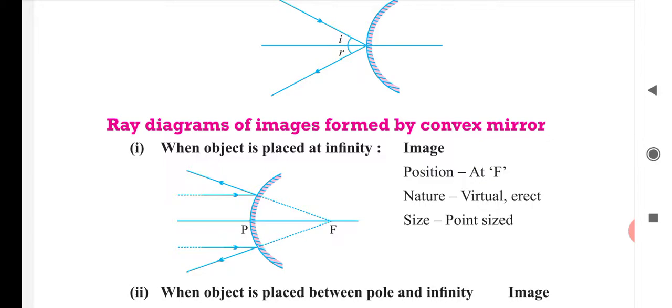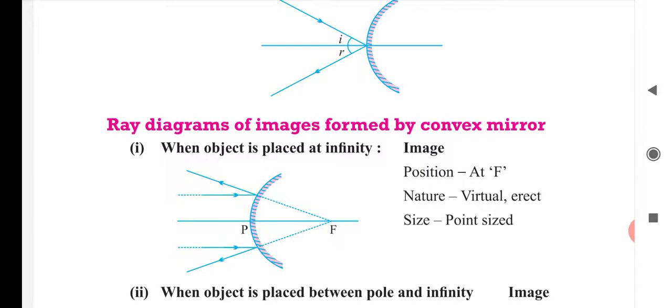When you draw these divergent rays backwards, from the first rule they always meet at the focus. Here the rays are appearing to meet; the dotted lines represent that the rays are appearing to meet. If the rays are appearing to meet, you already know the image is virtual, and if it is virtual, it is always erect. So the image formed will be at the focus, and the nature of the image is virtual and erect, and the size is point sized.